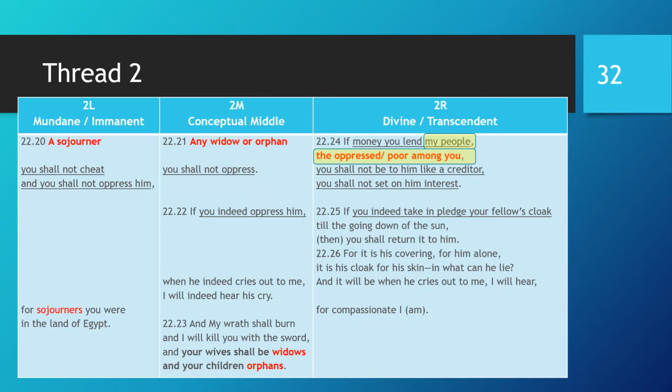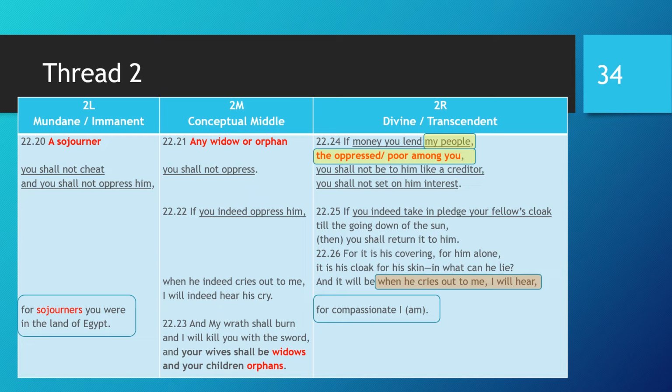Next, the two poles give significant reasons for this principle, shown boxed. In 2L, the reason given is because of the people's experience in history. For, in Hebrew ki, you were sojourners in the land of Egypt. They know from their experience what it means to be oppressed as sojourners in a foreign land, so now they should know that they should not oppress other foreigners who reside in their land. In 2R, in contrast, the reason given for right behavior is because of Yahweh's nature, what he declares about his character. When he, your fellow, your poor fellow, cries out to me, I will hear, for, ki, I am compassionate.